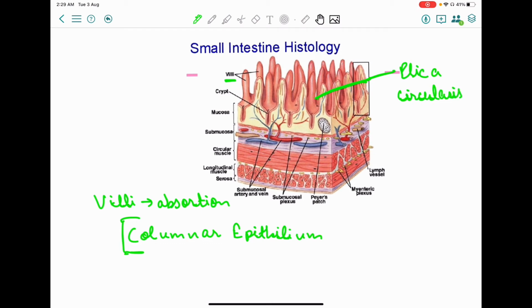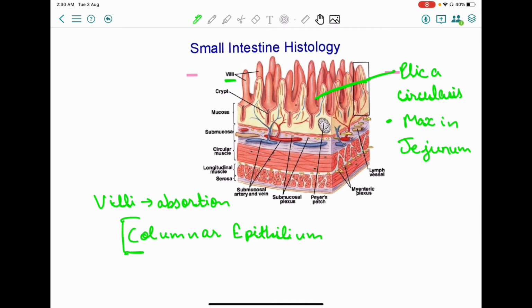And what is this plica circularis? Where is it present? It is present maximally in the jejunum. Jejunum, duodenum, ileum, we all know. This plica circularis is present maximum in the jejunum. These are the mucosal folds which increase the surface absorption.